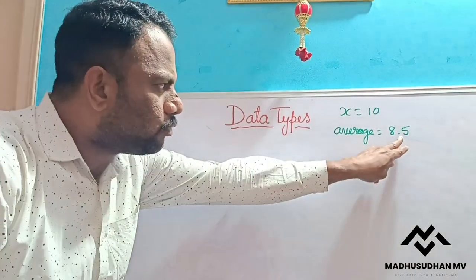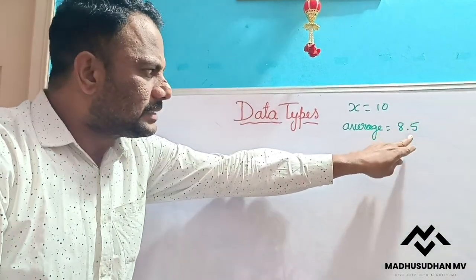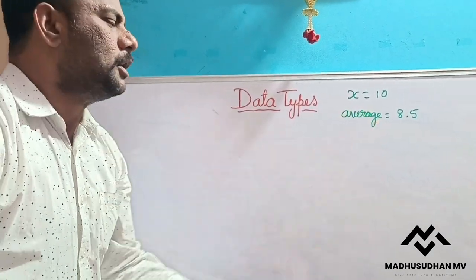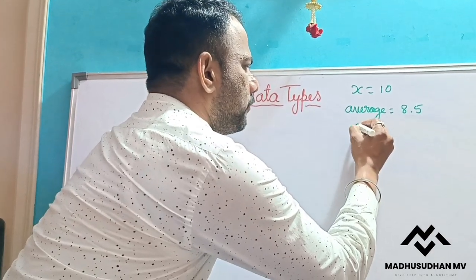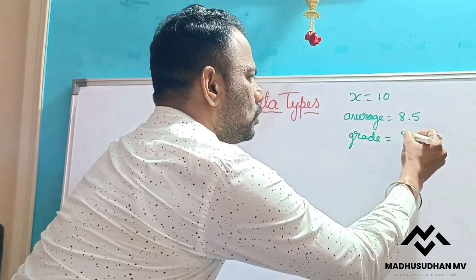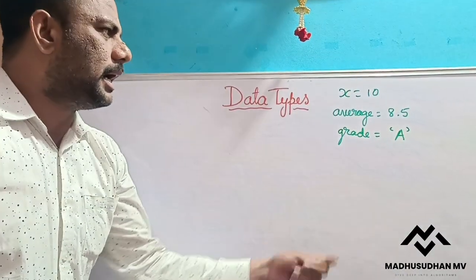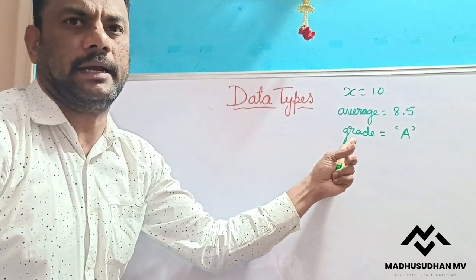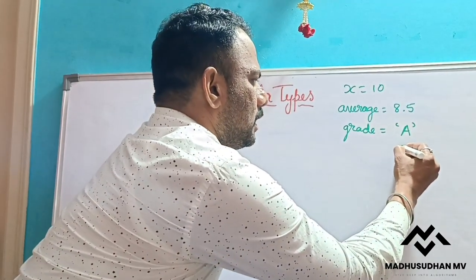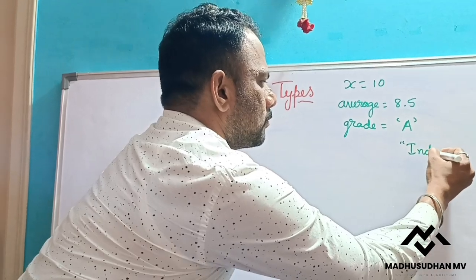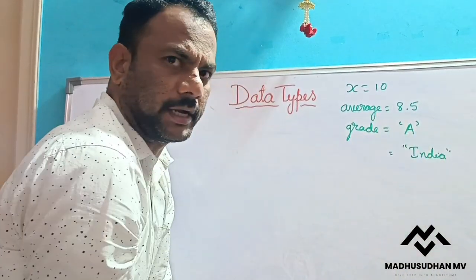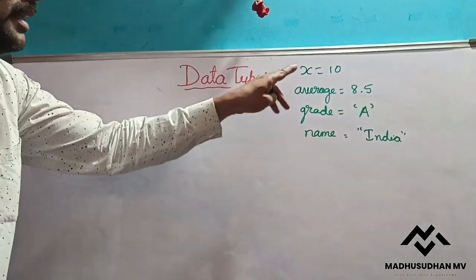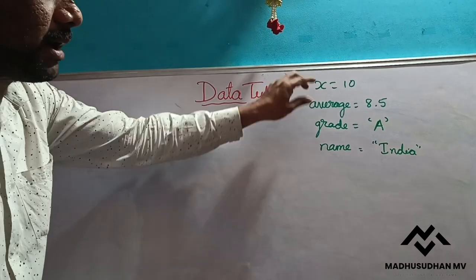Now this is one more type of data, and I am storing this data in the variable called average. Here I have given the variable name as average. Next, one more type of data: let us say grade is equal to A. That means the grade of some student. This is one more type of data that I am storing in the variable called grade. One more, let us take a name. Now this is one more type of data that I am storing in the variable called name. So here x, average, grade, and name are the variables.